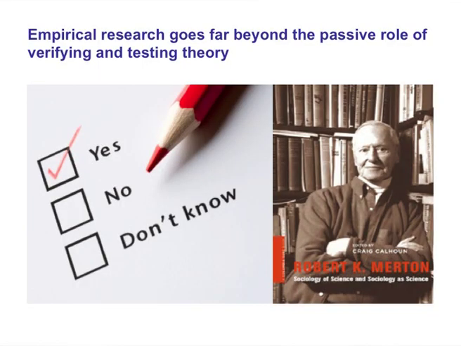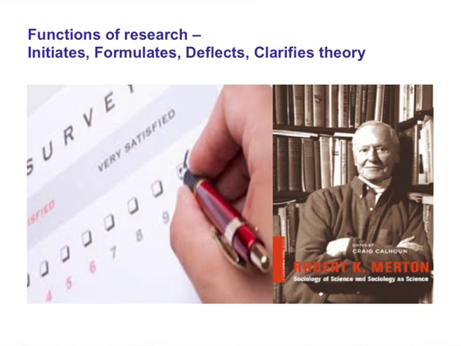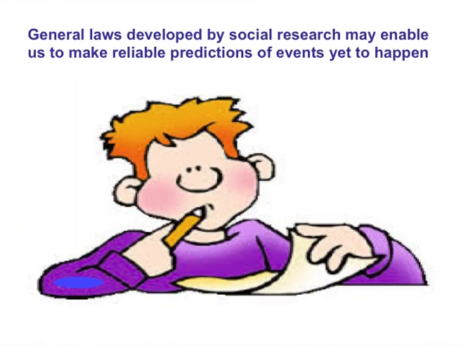Robert K. Merton argues that empirical research goes far beyond the passive role of verifying and testing theory. Research plays an active role. It performs at least 4 major functions. It initiates, it formulates, it deflects and it clarifies theory. Fifth one, general laws developed through social research may enable us to make reliable predictions of events yet to happen.